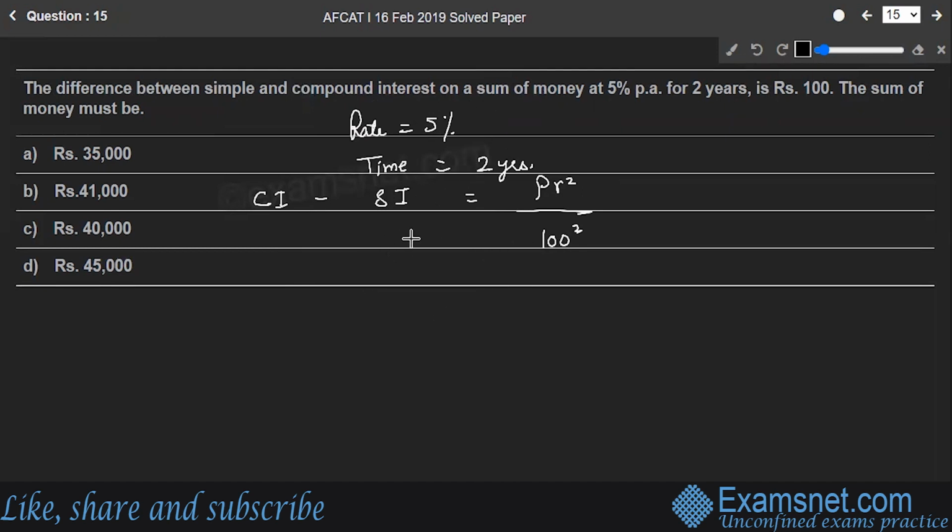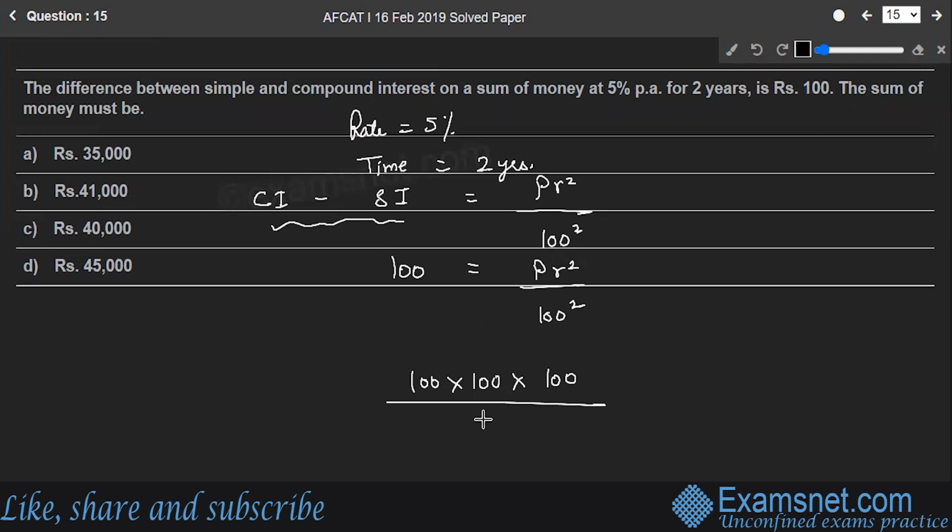Right? So we just need to fill this is equal to 100 only. PR square upon 100 square. P, I had to find out 100 into 100 into 100 divided by 5 into 5, this gives me the principal. So this is 20, which gives me the principal as 40,000 rupees.